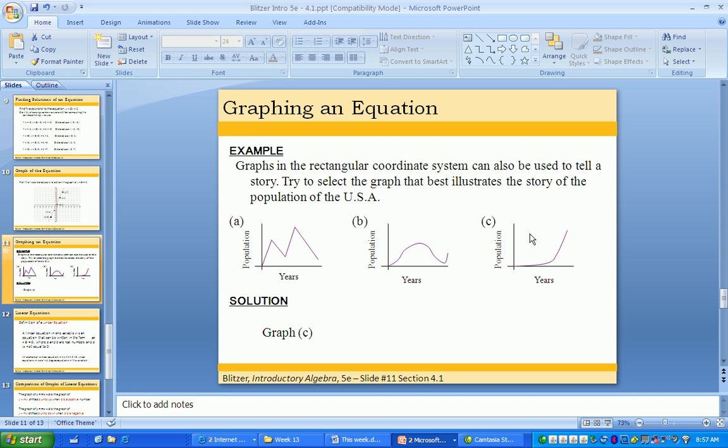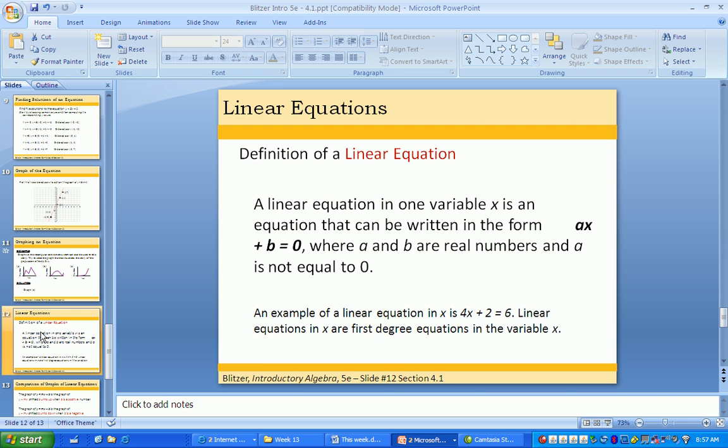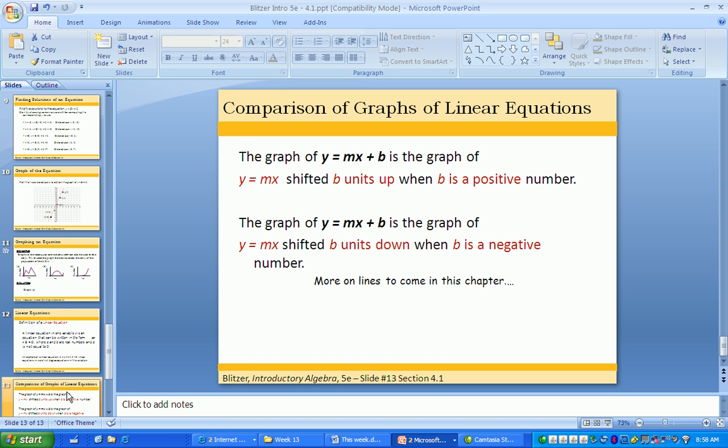The definition of a linear equation is when you have one variable, ax plus b, where a and b are real numbers, and a is not equal to 0. We'll get more into this a little bit in the next lesson. And the graph of y is equal to mx plus b is going to be your standard slope-intercept equation. Go ahead and get used to it, as we've got plenty more on lines in this chapter.